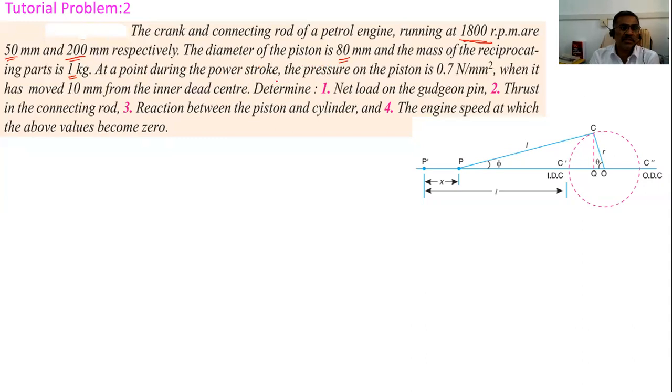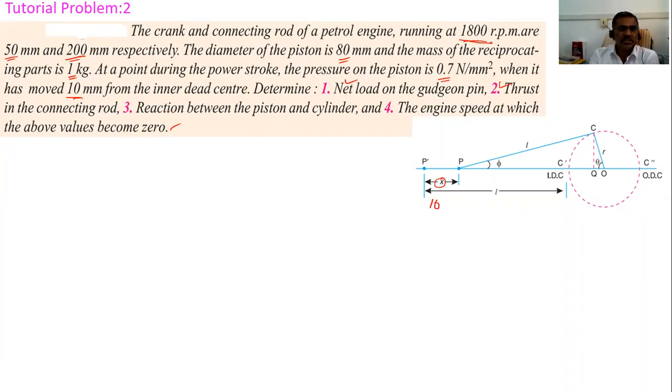At a point during the power stroke, the pressure on the piston is 0.7 Newton per millimeter square when it has moved 10 mm from the inner dead center. That is x is equal to 10. Determine the net load on the gudgeon pin, thrust on the connecting rod, and the reaction between the piston and the cylinder, and the engine speed at which the above value becomes 0. So these are all the data we need to calculate.